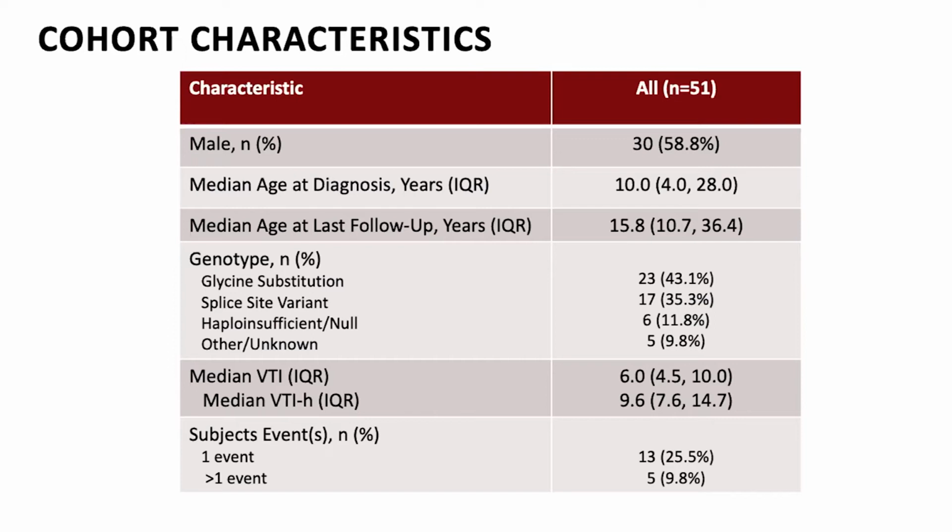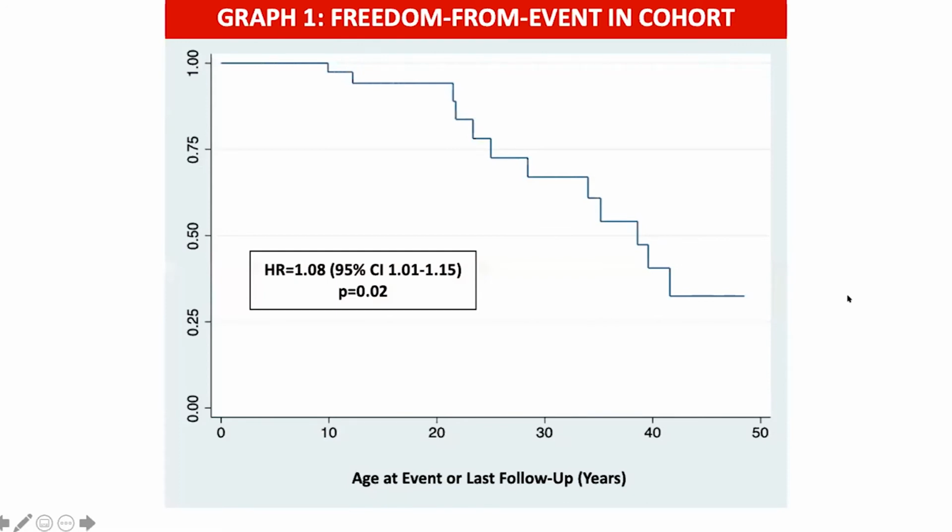And then overall, about a quarter of our cohort had at least one event, a total of 13. These 13 primary events included 2 aortic dissections, 9 arterial dissections and ruptures, 1 carotid cavernous aneurysm rupture, and 1 aneurysm requiring embolization. So here we can see freedom from event in the overall cohort.